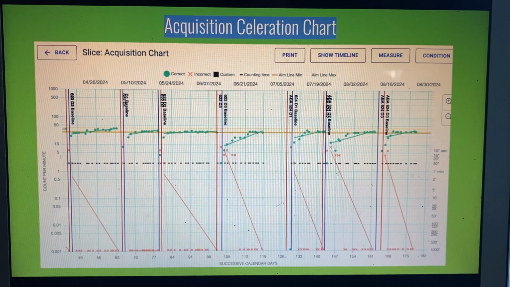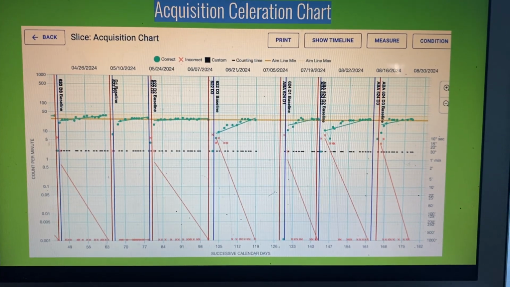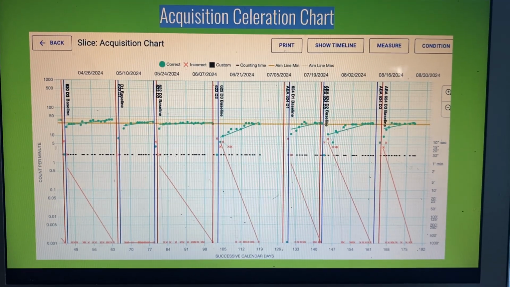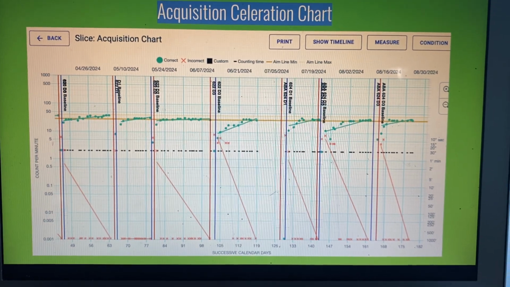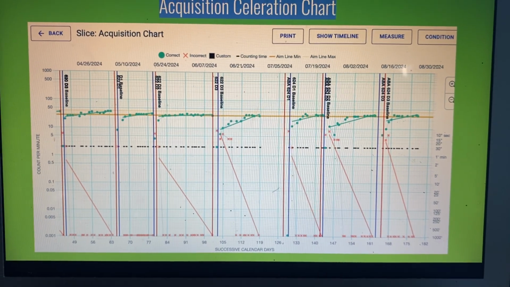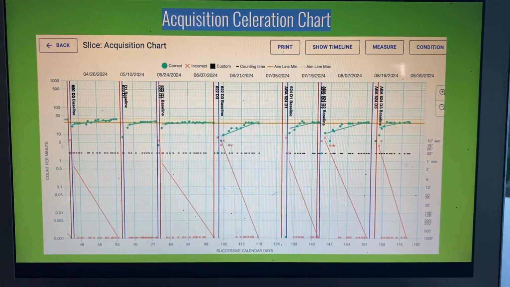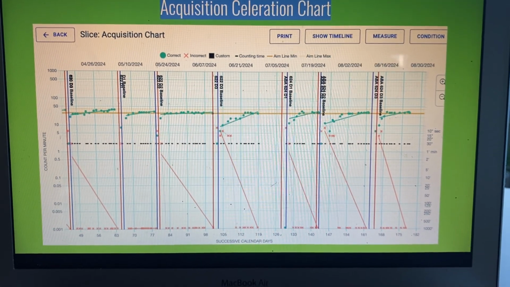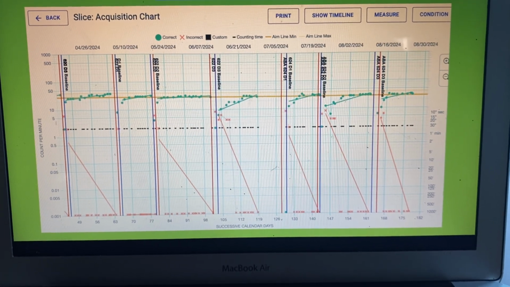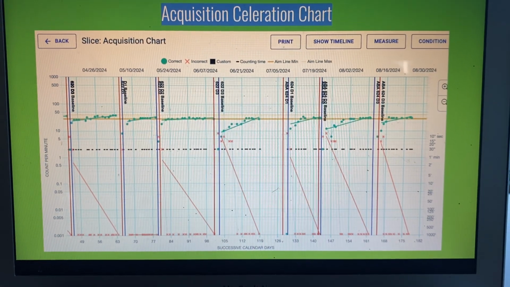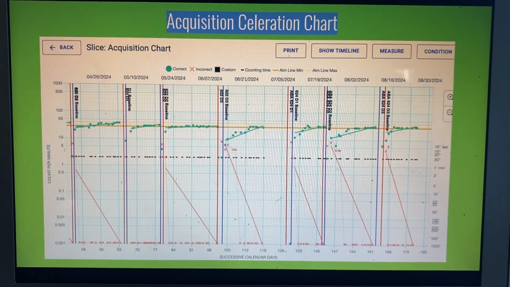Here is my acquisition acceleration chart. As you can see towards the right of the graph, we have 3 different sets of decks for ABA 624. We have deck 1, deck 2, and deck 3. All decks started with a low baseline followed by an increase in Excel and a decrease in decel data.